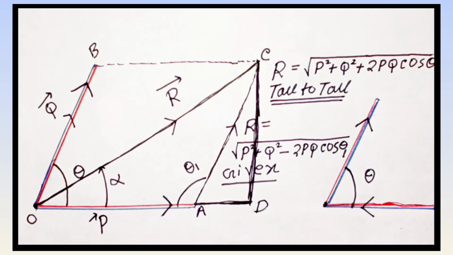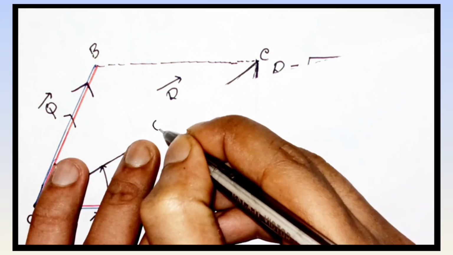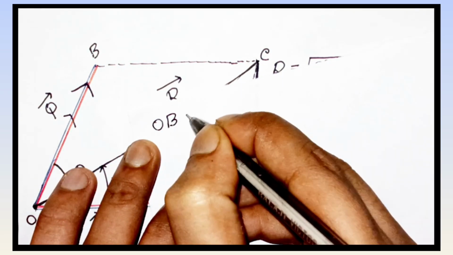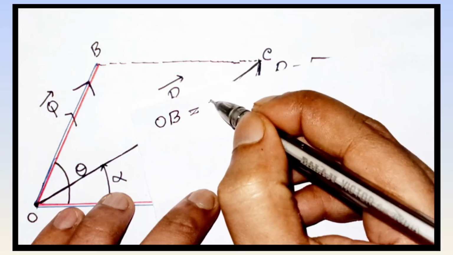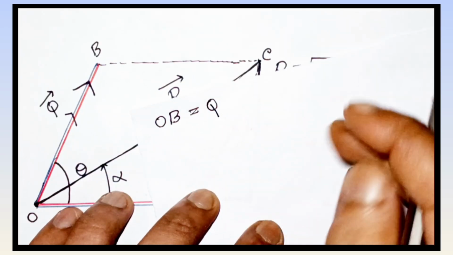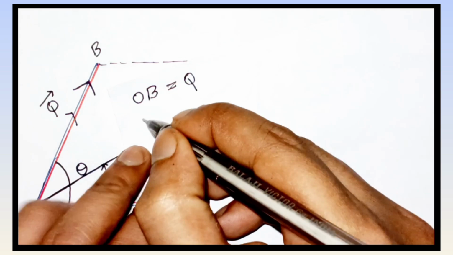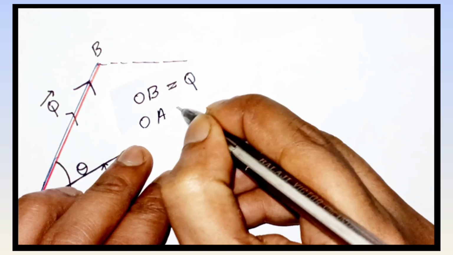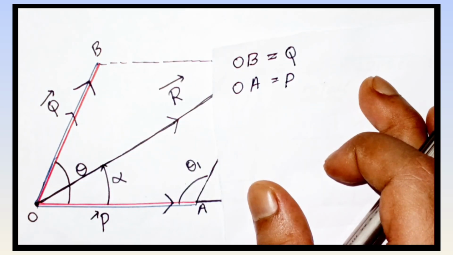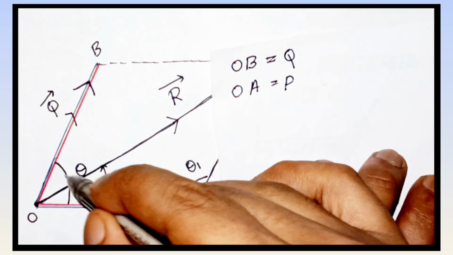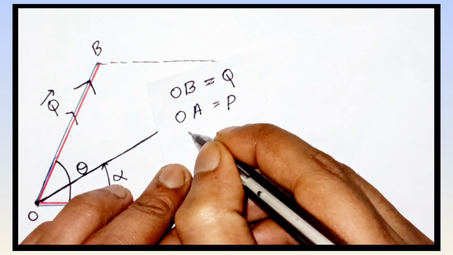OCD. Dear student, now tell me, what is the length of OB? OB equals Q vector. Then the magnitude, that is the length of OB, is obviously Q. Now check what OA is. OA is P vector, so the length of OA is obviously P. All of this is given by the question, not me telling you. The question gives the two lines P and Q, two lengths.